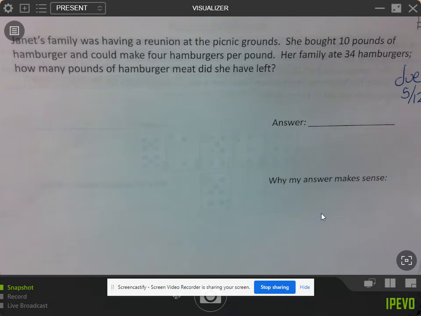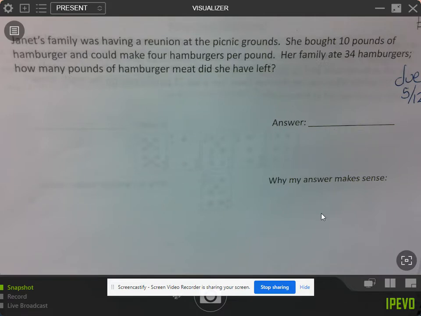For math packet number 11, we are going to go through it. I'm not going to totally work it out with you how to do it because we should be able to work out these word problems on our own. I'll just give us some hints.